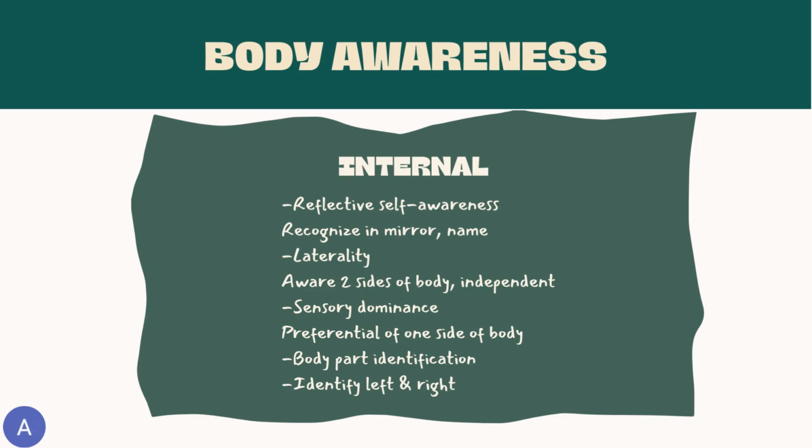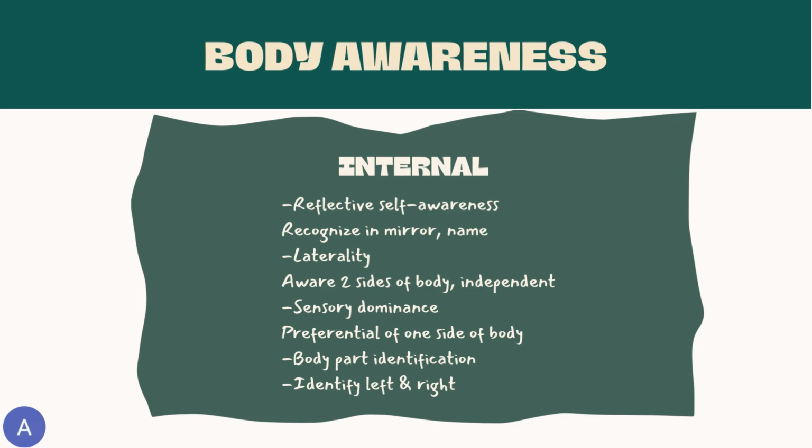So there are five elements under internal, which are reflective self-awareness, neutrality, sensory dominance, body part identification, and ability to identify left and right. Sorry. So for reflective self-awareness, it's more to your own self. So ability for you to recognize yourself in mirror, to know your name, so to be aware who you are. And for laterality, is ability to be aware that you have two sides of body. It can be left and right, or like upper or lower parts of body.